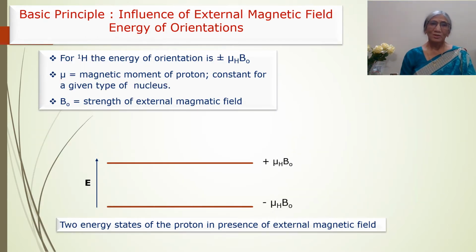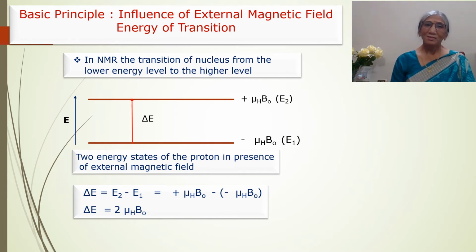So the energy of orientation for proton is equal to plus or minus mu H B0, where B0 is the external magnetic field and mu is the magnetic moment of the proton. The value of mu is specific for a particular nucleus. And you see, this is the energy gap between the two levels, from minus mu H B0 to plus mu H B0, in the presence of an external magnetic field.